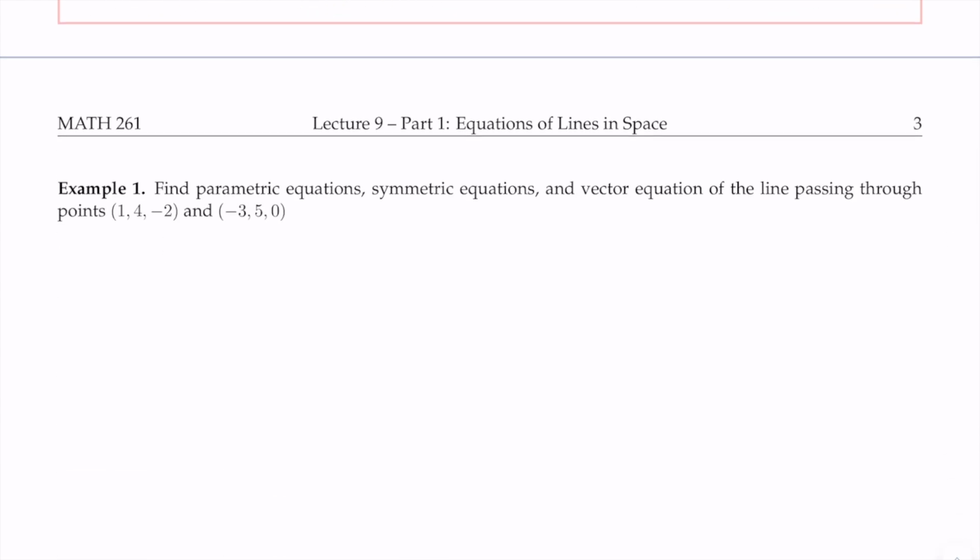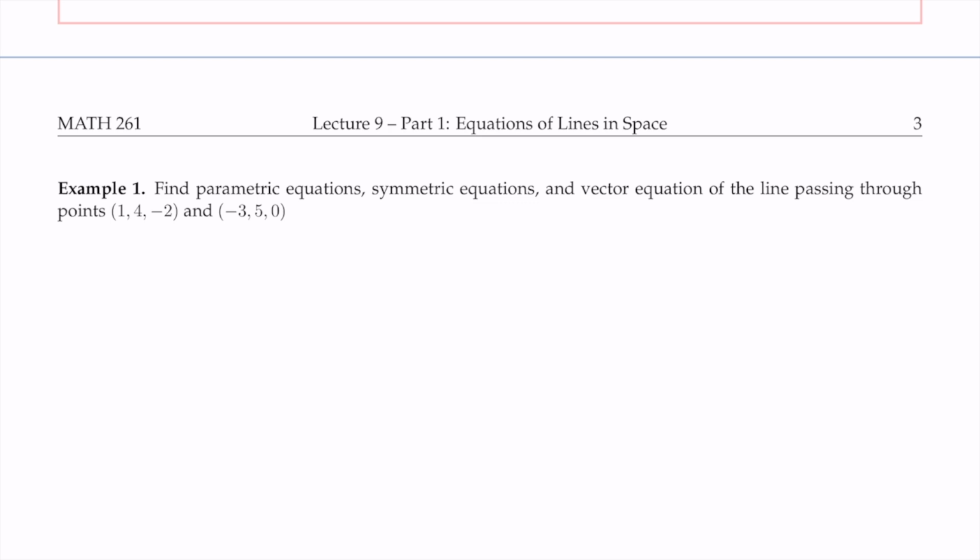So consider the first example. We want to find parametric equations, symmetric equations, and the vector equation of the line passing through the two points (1, 4, -2) and (-3, 5, 0). We just learned three different forms to write the equation of a line, given a point and the direction vector. We haven't talked about forming a line using two points, so here is the chance for us to learn that approach.